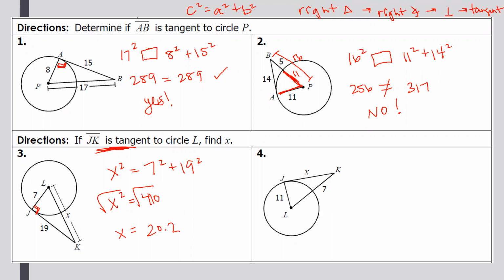You said 18, you are correct. Why? Well, because the radius is 11, which means this radius is 11. So the hypotenuse is 18. So now that you know that the hypotenuse is 18 and this radius is 11, can you find the length of the tangent segment? Do that now.